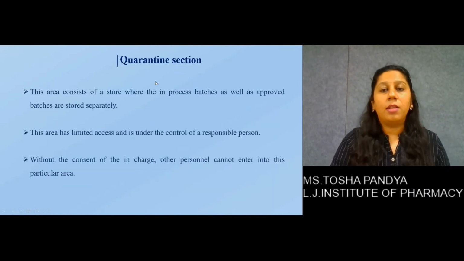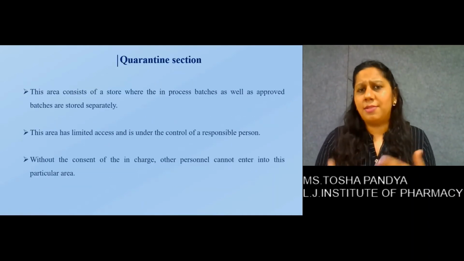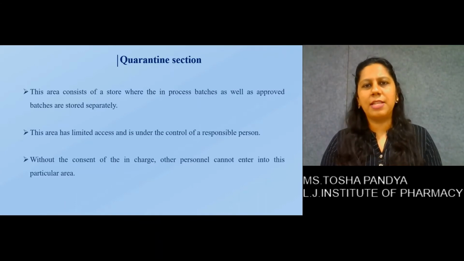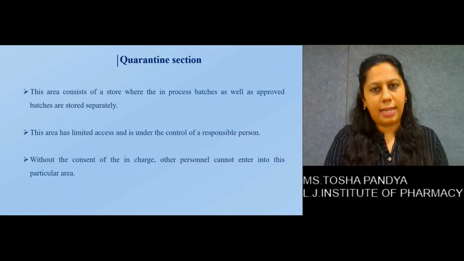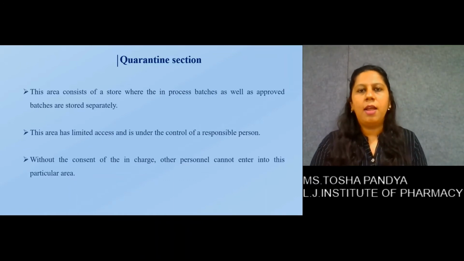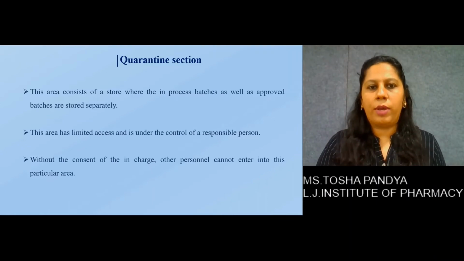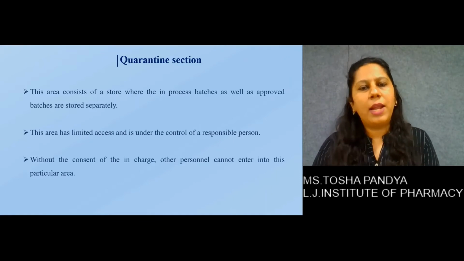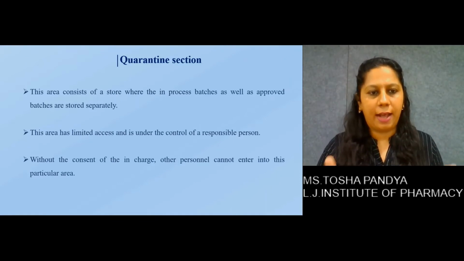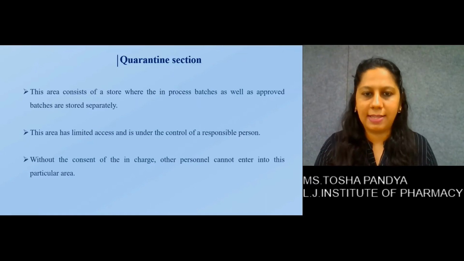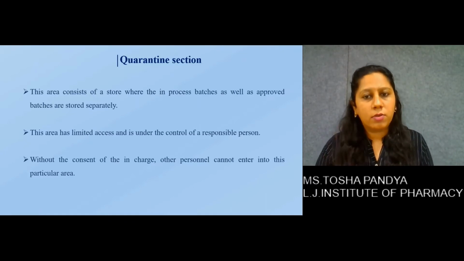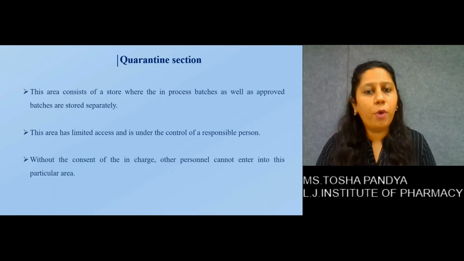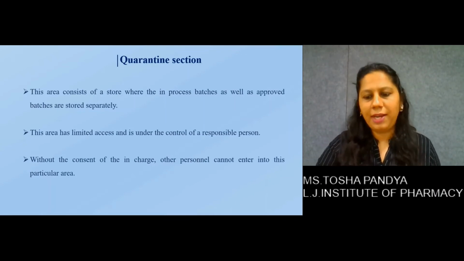Okay, the quarantine section. This term you are commonly hearing at this time. Quarantine means you have to separate it from the other area. So here also the products are stored in the quarantine area. It is a store where the in-process batches as well as approved batches are stored in a different area. This area has limited access, and it is under the supervision of a responsible person. Without any consent, no person can enter into this section, right?